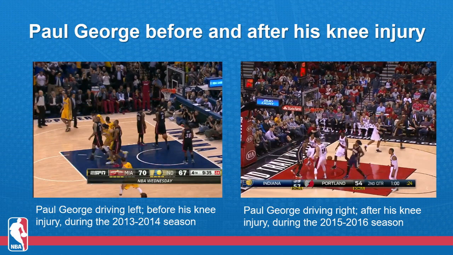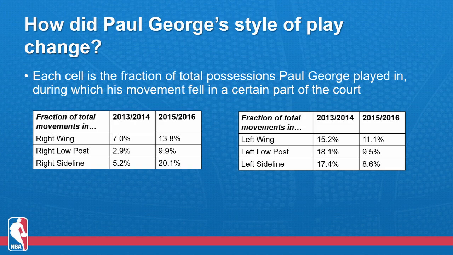We used our framework to answer this question and arrived at the following results. We saw that overall movement in the right half of the court increased from just under 14% of his movements to nearly 45%, whereas movement in the left half of the court decreased from over 50% of Paul George's movements to just 29%. Furthermore, we saw that these increases and decreases were consistent in different areas of the court, such as the right wing, the right low post, and the right sideline.